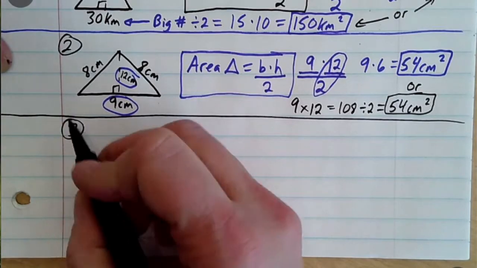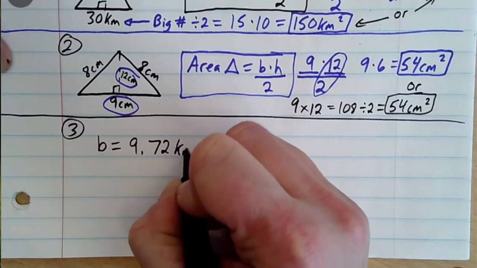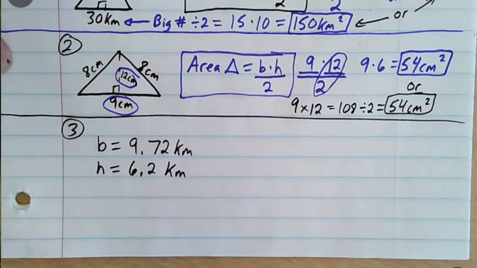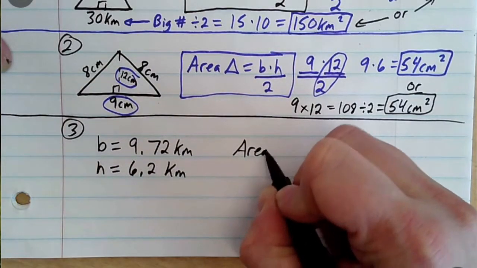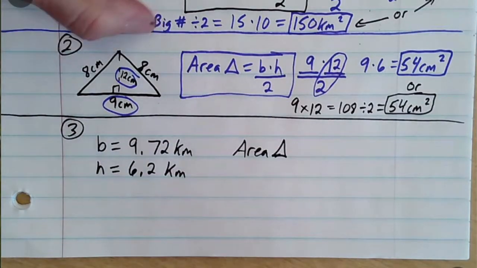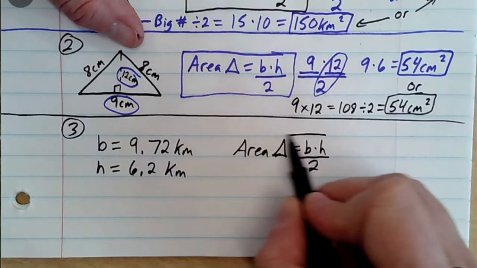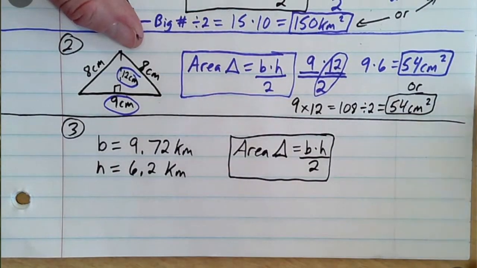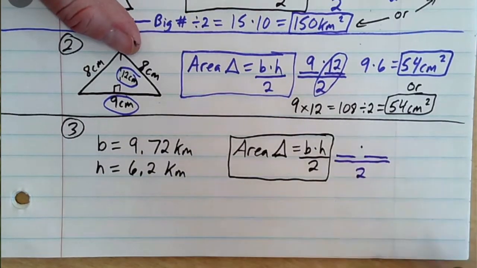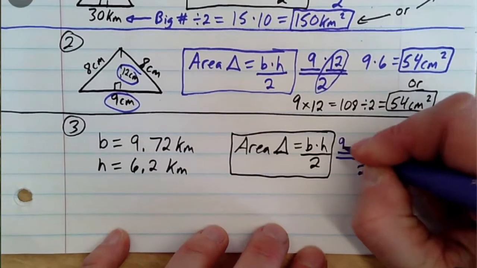Last example that I want to do on triangles, I'm not going to give you a picture this time. I will just tell you that your base equals 9.72 kilometers and your height equals 6.2 kilometers, and I want you to find the area of this triangle. So do you need to draw a picture? Not necessarily, but you could rewrite the formula. Area of a triangle equals base times height divided by 2. That's your formula. Now you're ready to just fill in your blanks. What times what, and then you're dividing by 2. And really, I gave you both the numbers for base and height, so you're ready to just plug those in.